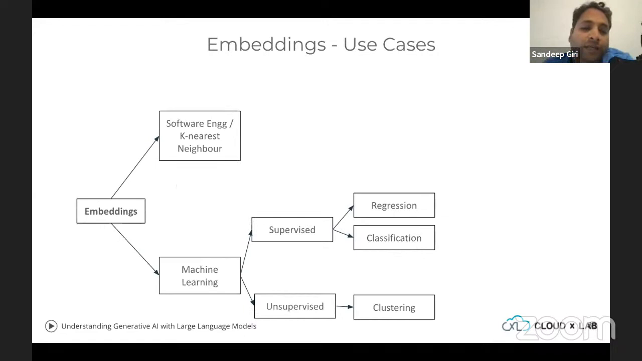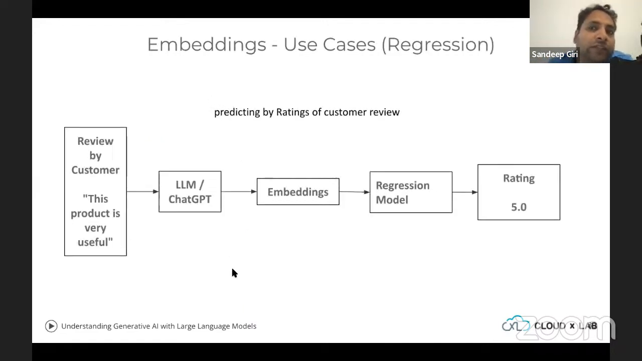And of course, clustering and so on. For example, imagine that you want to find out the ratings. You pick the reviews by various customers and feed them to the LLM. The LLM gives you the embedding. Then we create a regression model on top of the embedding, and that will predict the ratings. So this one is an inference phase. This one will be in a training phase and then an inference phase.